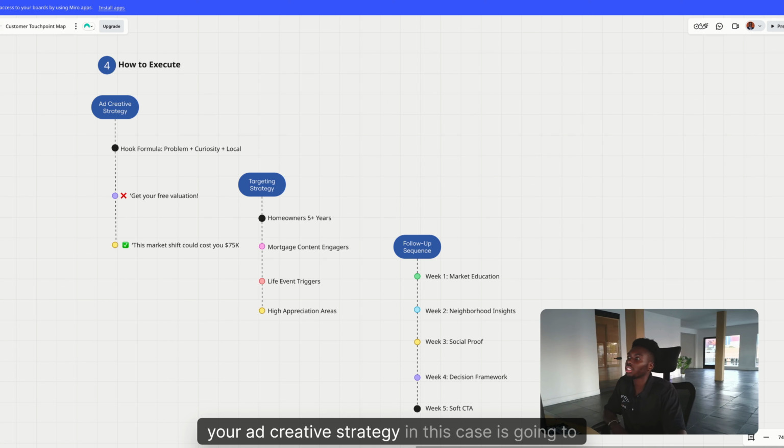Your ad creative strategy in this case is going to be a hook formula of problem to curiosity plus local relevance in your current market demographic. A bad example of this is something like, thinking of selling? Get your free home evaluation. Don't do something generic or basic like that.